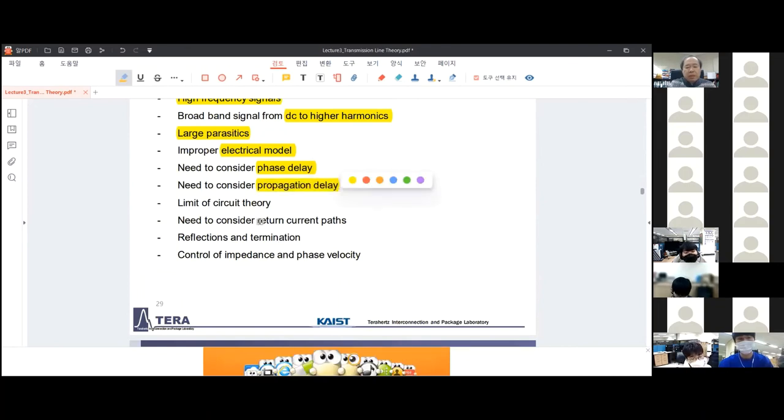And also ground is not ideal. We have to talk about the return current pathways. And in order to control the propagation delay, we have to design the reflections and terminations. And then in order to do that, we have to control the impedance.